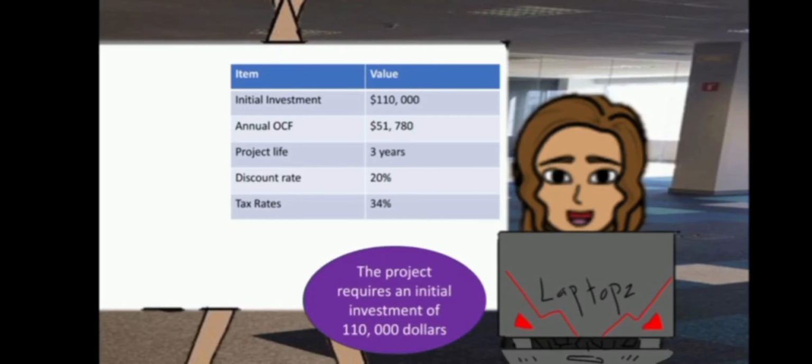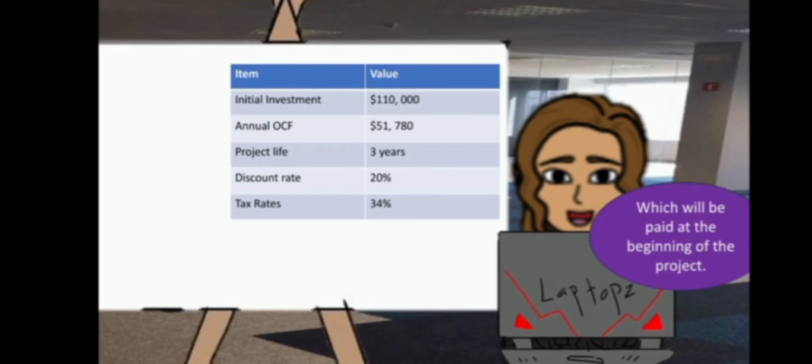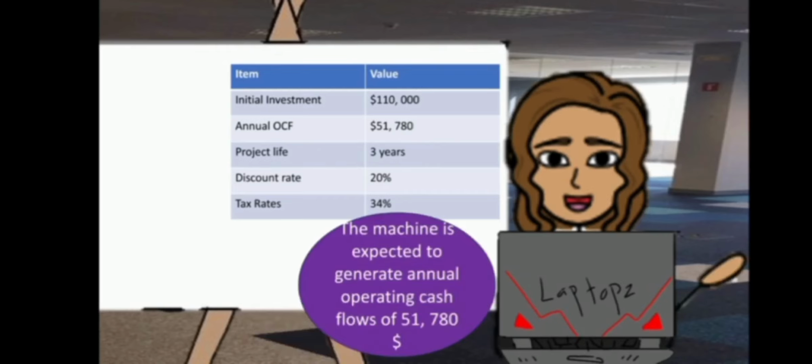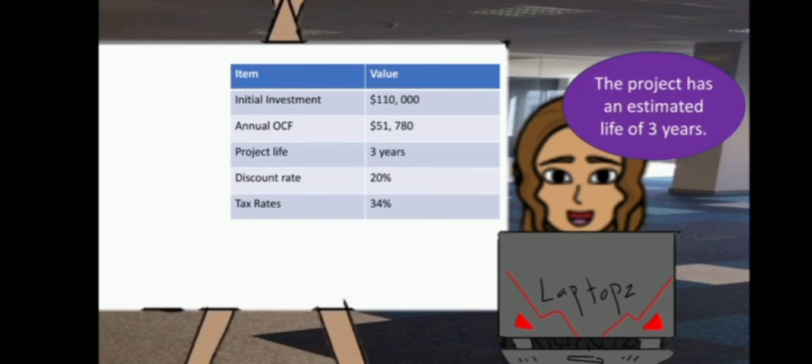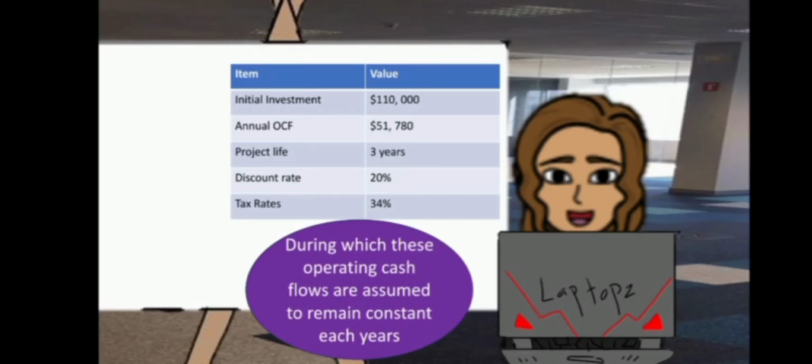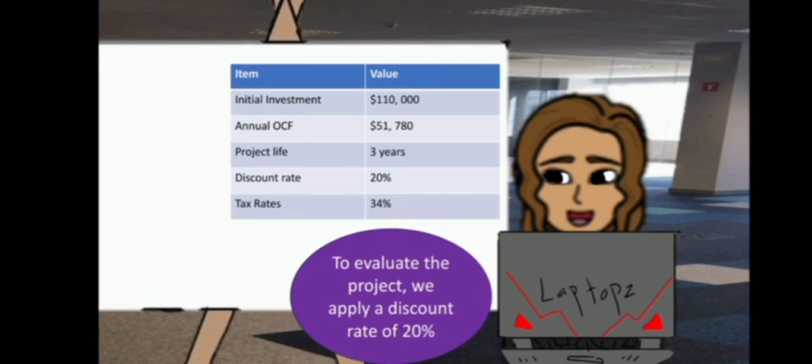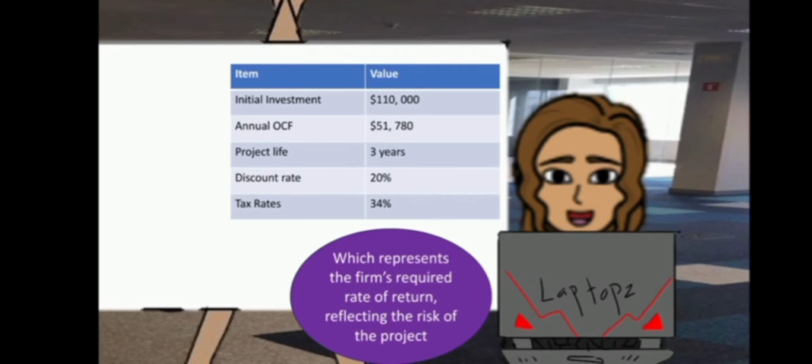Based on our financial estimates, the project requires an initial investment of $110,000, which will be paid at the beginning of the project. Over the life of the project, the machine is expected to generate annual operating cash flows of $51,780. The project has an estimated life of 3 years, during which these operating cash flows are assumed to remain constant each year. To evaluate the project, we apply a discount rate of 20%, which represents the firm's required rate of return, reflecting the risk of the project.